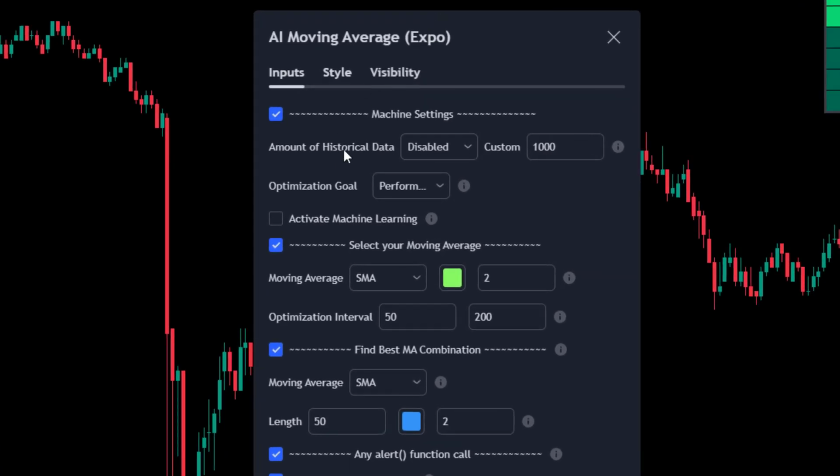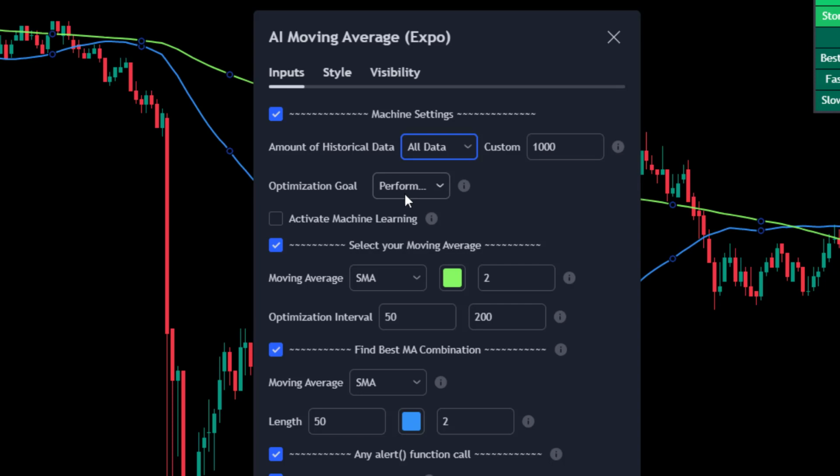On the input setting, the amount of historical data, we can set it to all data or custom. But if you set it to custom, the indicator will only do its calculation based on the amount you put in. So we are going to choose all data because we want it to do larger calculation for more accurate result.